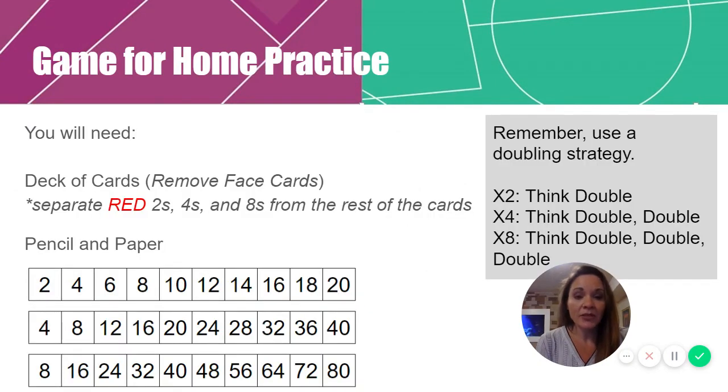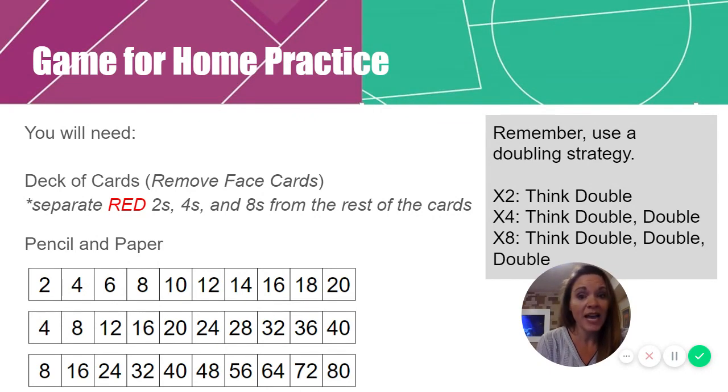So a game that you can play at home to practice this would involve you using a deck of cards. You're going to want to remove the face cards. That means you don't need the jacks, the queens, the kings, or the jokers. You want to separate out the red 2s, 4s, and 8s from the rest of the cards. That means you want the hearts and the diamonds that are 2s, 4s, and 8s to be in one pile, and the rest of your cards to be in another pile.